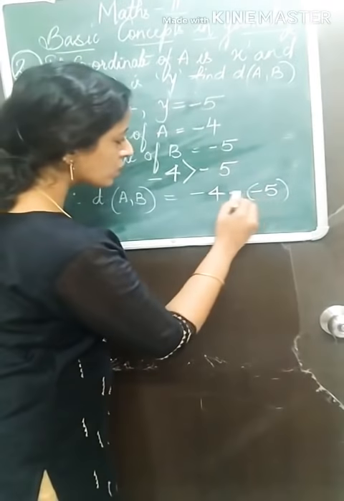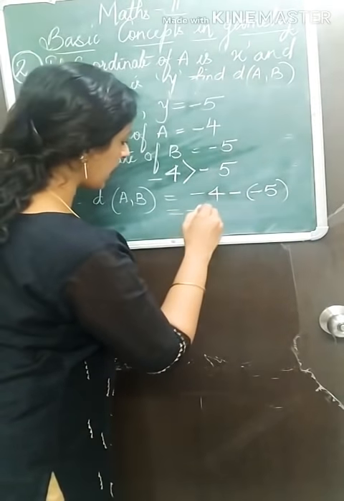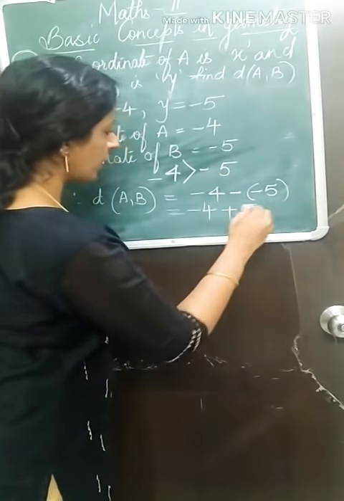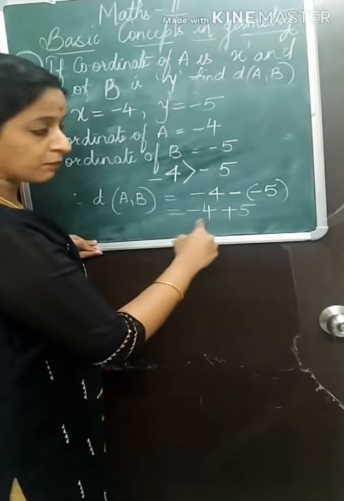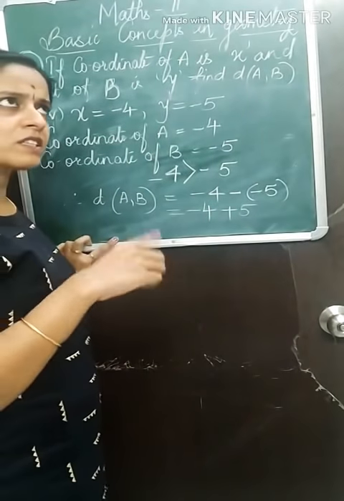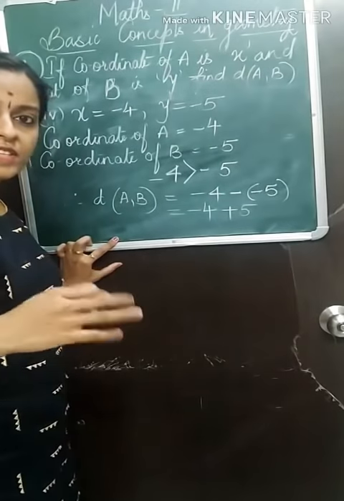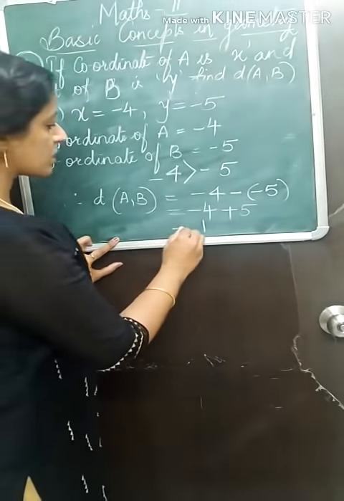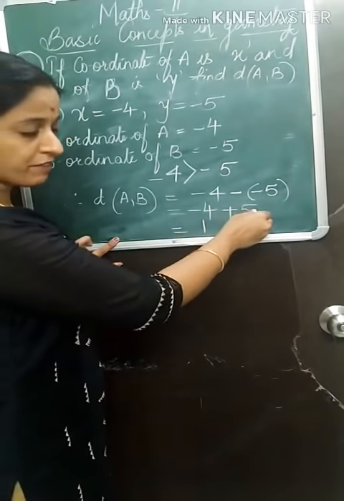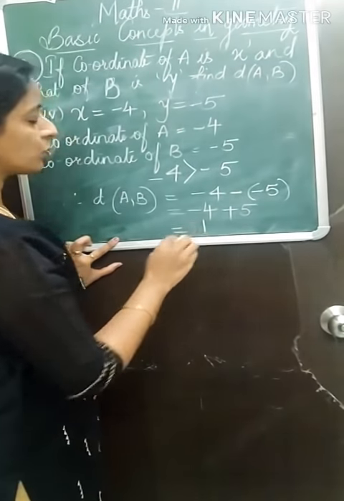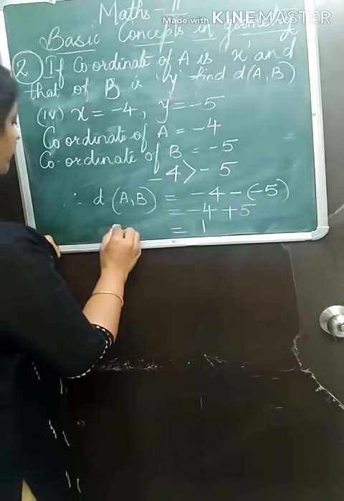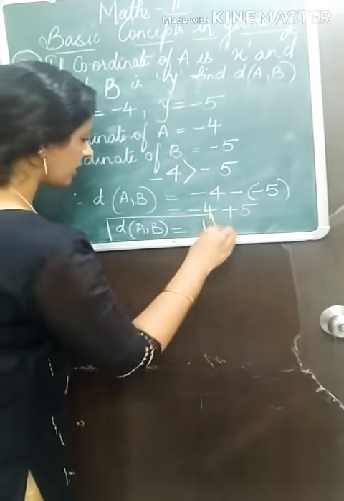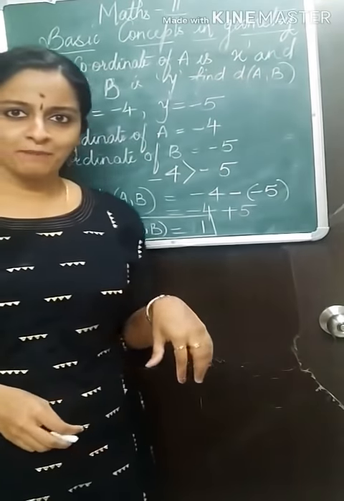Now first solve these two signs. So minus 4 I will write as it is. Minus and minus will become plus 5. Now again you have minus and plus. So in your mind you will calculate minus into plus is minus. So we will subtract. 5 minus 4 is 1. Which is bigger number? 5 or 4? 5. Its sign is plus. No need to put that plus. So therefore distance between A comma B is 1. Highlight your answer.